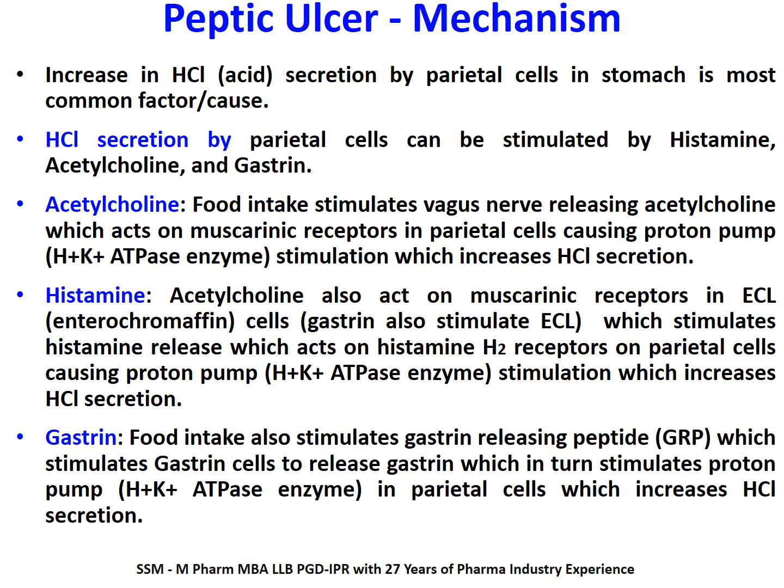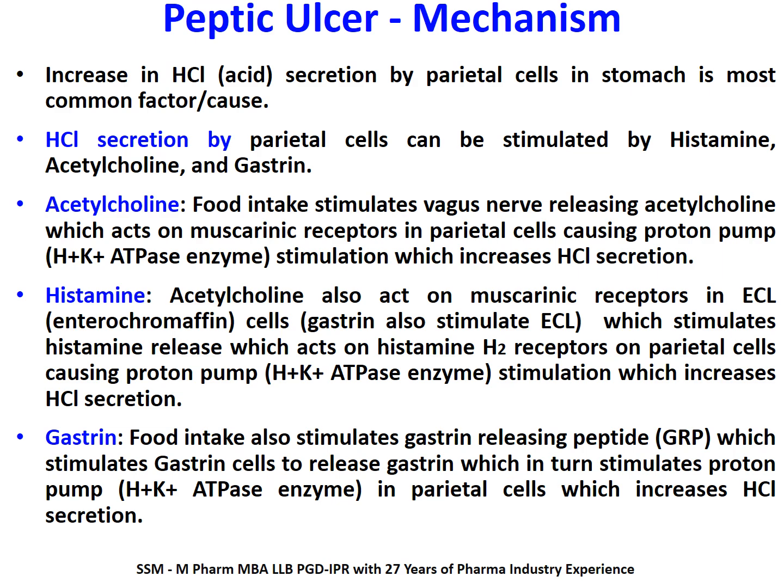Mechanism of peptic ulcer: there is increase in hydrochloric acid secretion by parietal cell in stomach, which is the most common factor or cause of peptic ulcer. Hydrochloric acid secretion by parietal cell can be stimulated by histamine, acetylcholine, or gastrin.